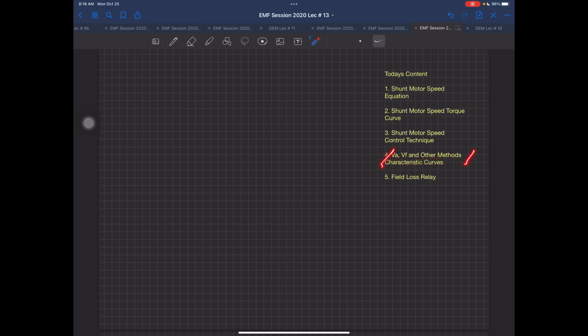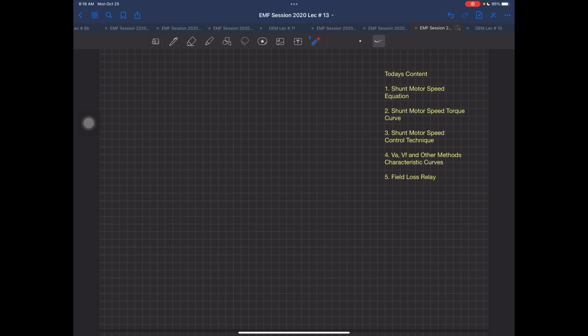This one is very much important, and please pay attention when I'm talking about this, because this is going to be from the book. And then the field loss relay. This field loss relay is the answer to the question which I just asked you: if you are running your DC machine and accidentally one of the wires comes out, which wire is that? We will discuss it just now. And when that wire comes out, the fuse gets burned. Why the fuse gets burned will also be answered today.